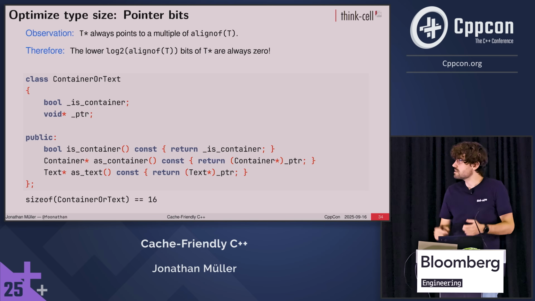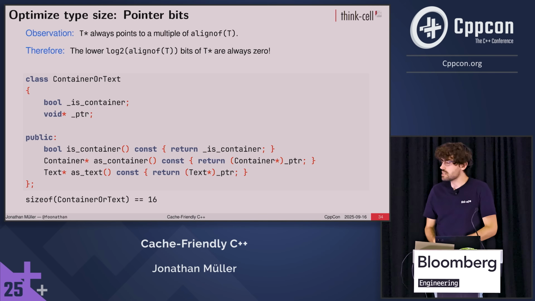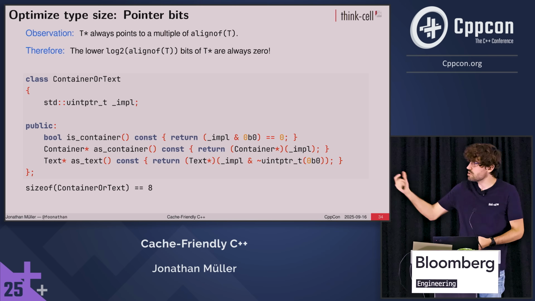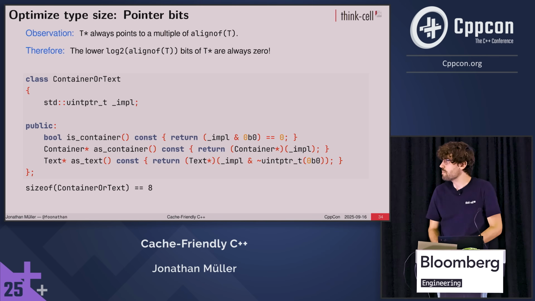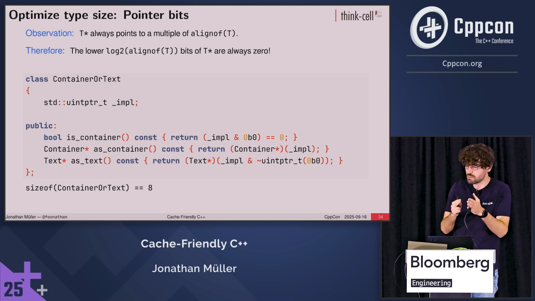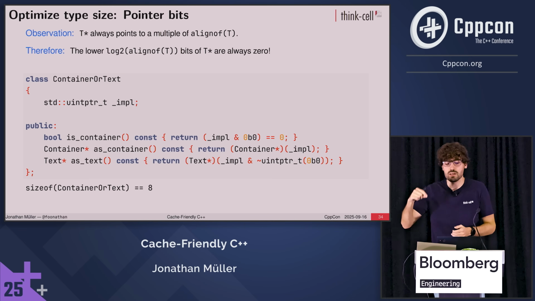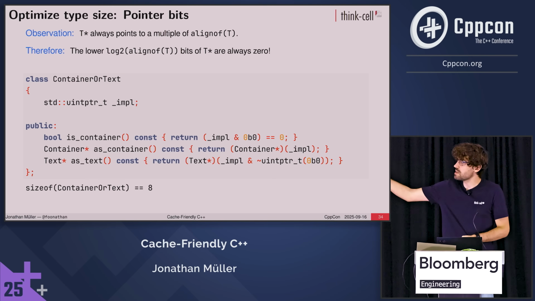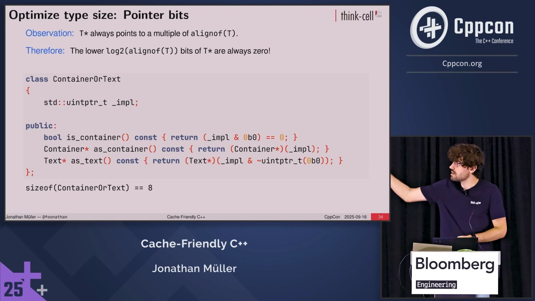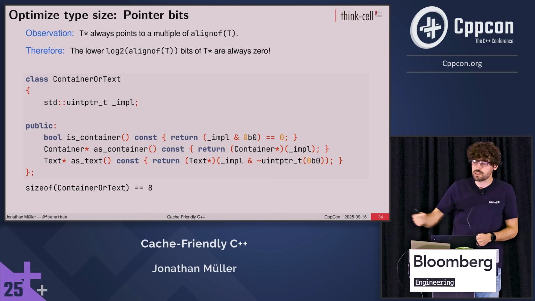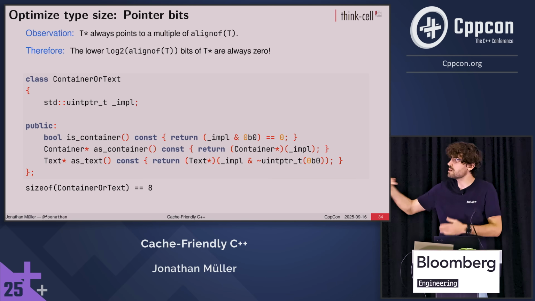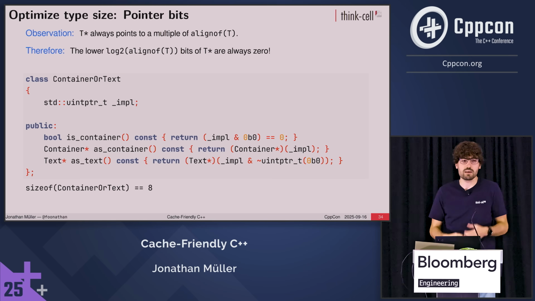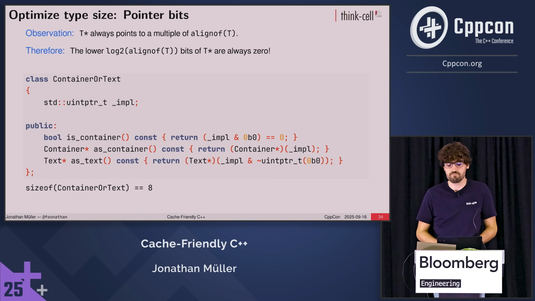But if we can assume that both text and container objects have an alignment of at least 2, we have a spare bit in our pointer. So by just storing a single uintptr, an integer representation of the pointer, we can say impl is the pointer to the object with the last bit set to 1 if it's a text. And so it's a container if that last bit is 0. When we get it as a container, we just cast it. But if we want to get it as text, we have to mask off the last bit because it's 1, and the address has to be a 0 in there, and then we cast it to a pointer. And now we've stored everything using only 8 bytes and avoided the overhead.